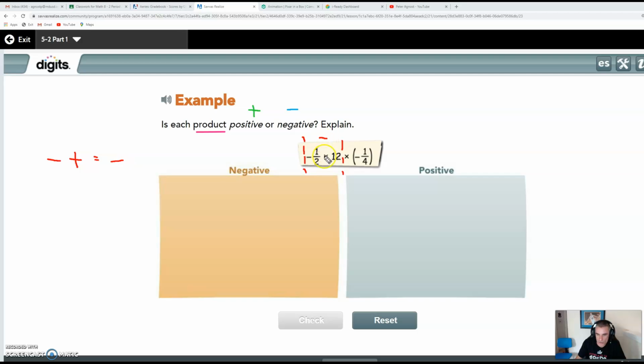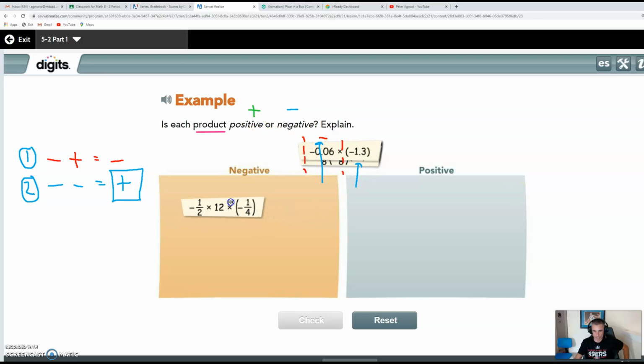Well, now for step 2, I have a negative right here, I have a negative right here. So now the signs are the same. So I have a negative times a negative, and that equals a positive. So by the time I'm multiplying all 3 of these numbers out, my final answer is going to end up being positive, right? This was step 1, this was step 2. So I can drag this over here.